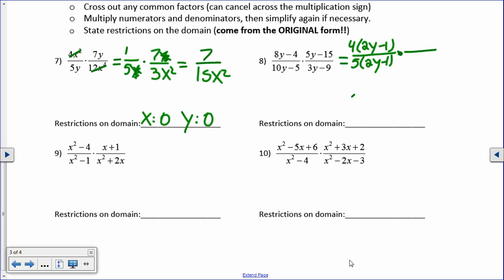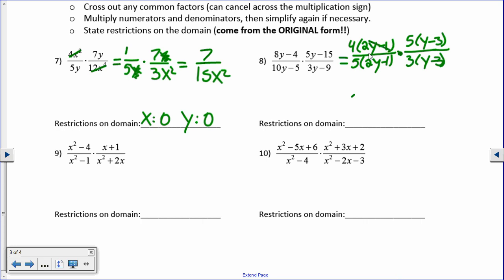GCF again, right? What would the GCF be? 5. So I have 5, and then I would have y minus 3. What about the bottom? 3 is the GCF. And y minus 3. Now that I've factored everything, let's start chopping. What do we have in common?